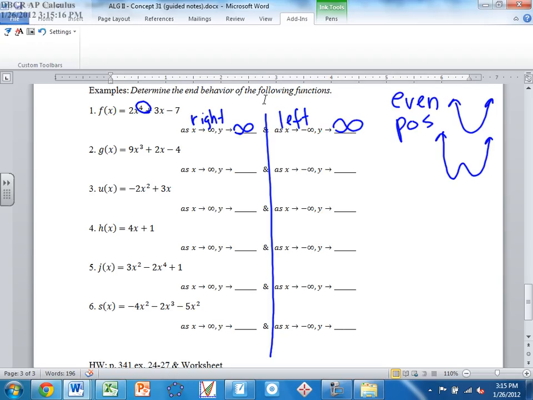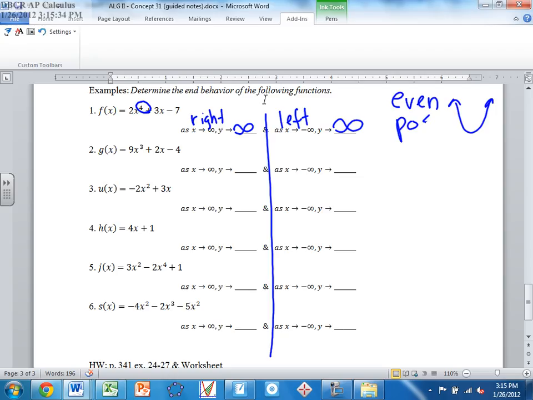Can we check on the calculator? You can always check on the calculator. If you plot this in the calculator, you'll see that both ends go off the graph upward. It might look a little funky in the calculator though, so don't rely on the calculator alone. Are we good on this so far?